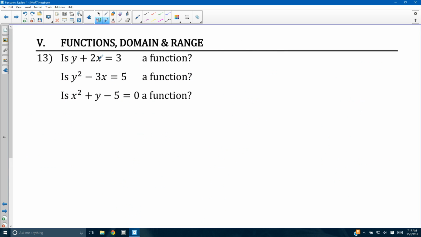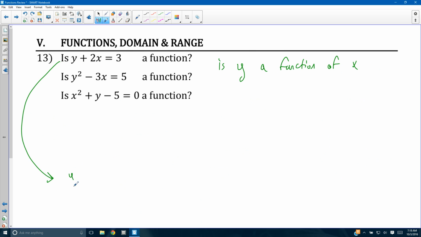Number 13: is y plus 2x equals 3 a function, is y squared minus 3x equals 5 a function, is x squared plus y minus 5 equals 0 a function? Let's do these one at a time. I'll start with this one. For it to be a function, they do mean literally is y a function of x. Because x might be a function of y, but we're referring to y as our dependent variable and x as our independent variable here. At least make that assumption.